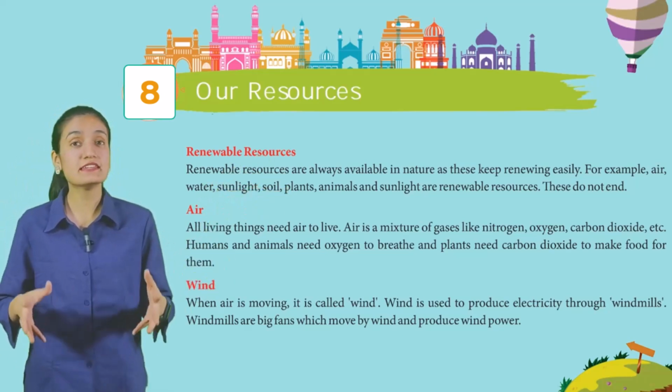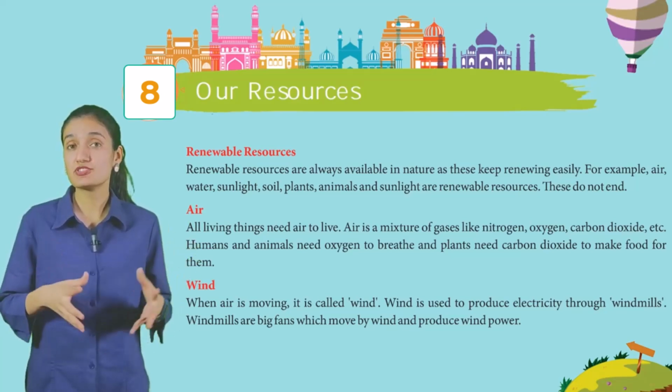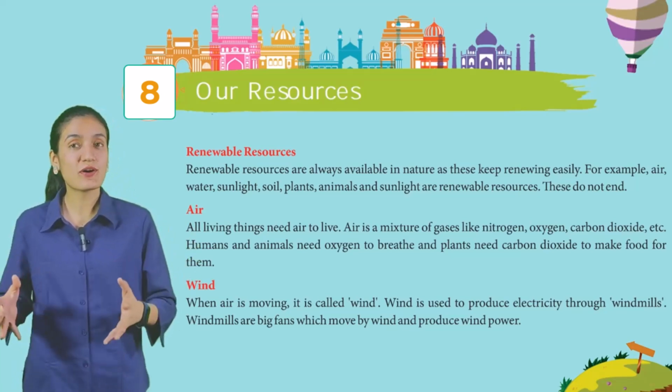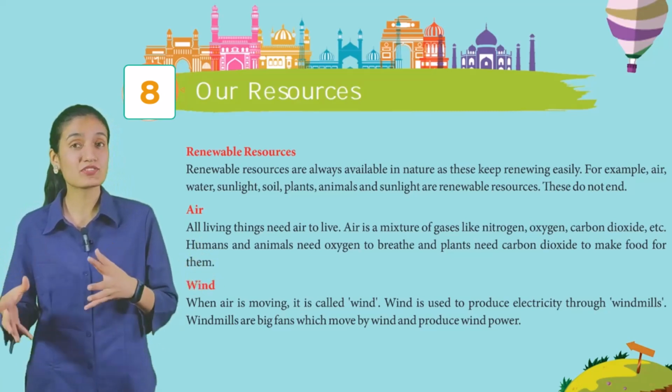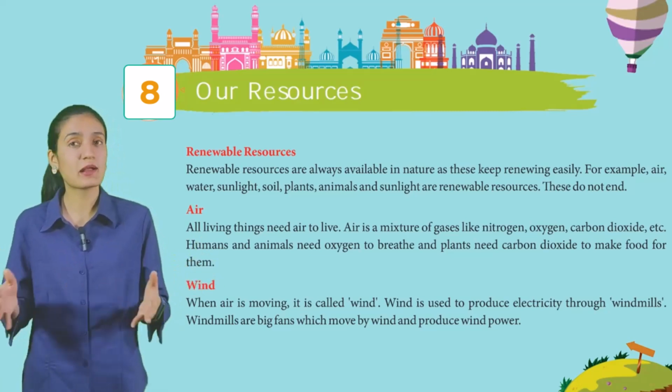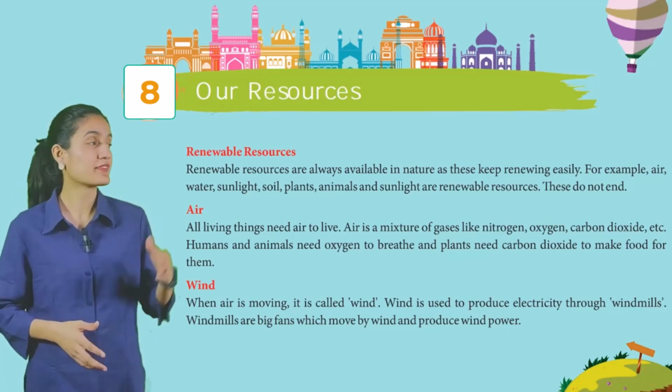Next, air. All living things need air to live. Air is a mixture of gases like nitrogen, oxygen, carbon dioxide, etc. Humans and animals need oxygen to breathe and plants need carbon dioxide to make food for them.